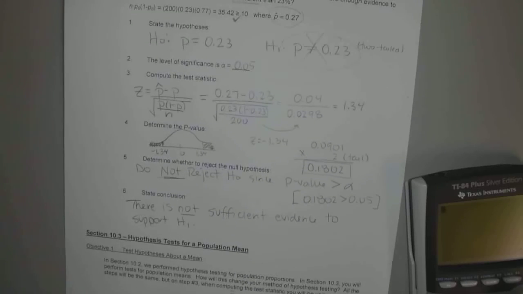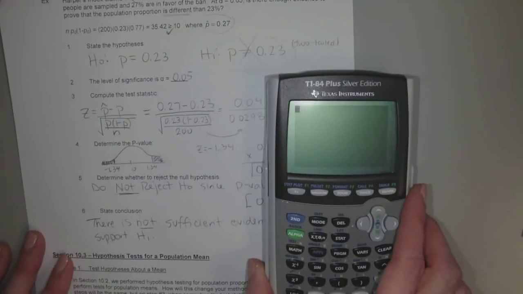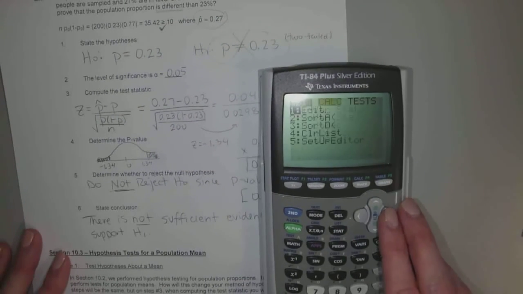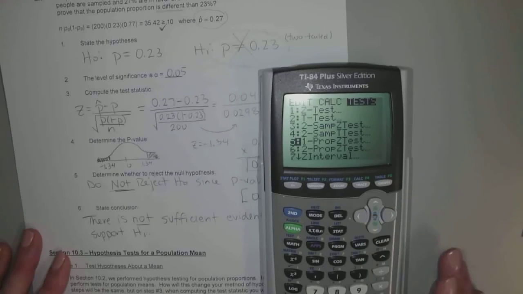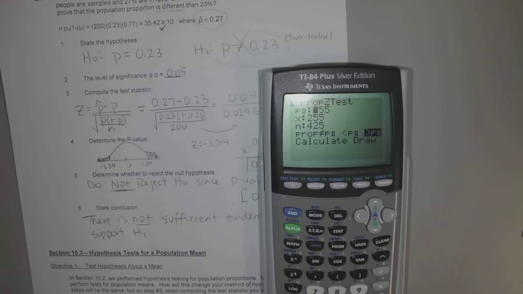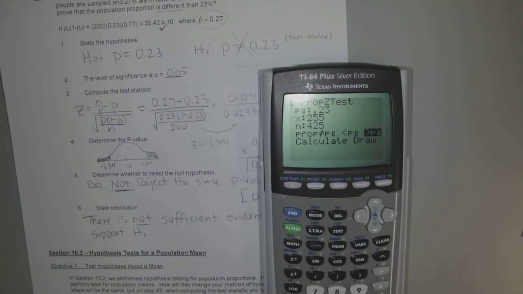On page 7, the reason why it's a little different is because they didn't give you an X and an N, they just gave you an N and a percent, okay? So let's go ahead and we go to stat, scroll over to test. And again, it's still 1 proportion, so we're going to go to 1 prop z test. What's our supposed proportion of people that want to ban cigarettes? 23%, so we put 0.23. We don't know our X, so let's skip that for now.